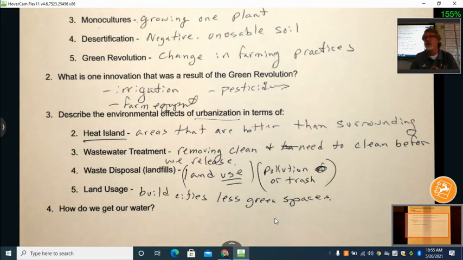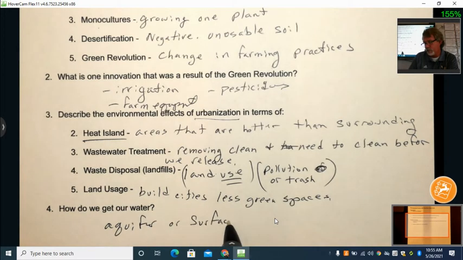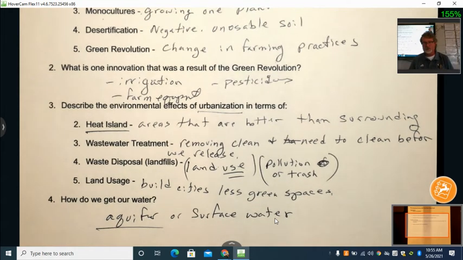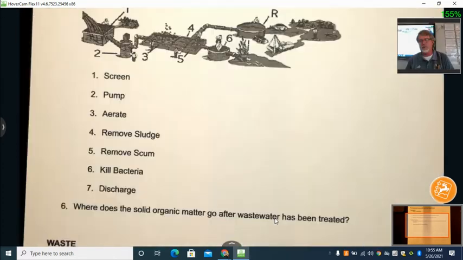How do we get our water? Aquifers, okay, or surface water. Depends on where you live. We study that. We live in an area that gets our water from an aquifer, okay? All right, finishing up here pretty quick. Won't have much left to do.